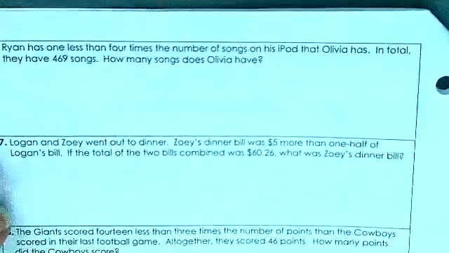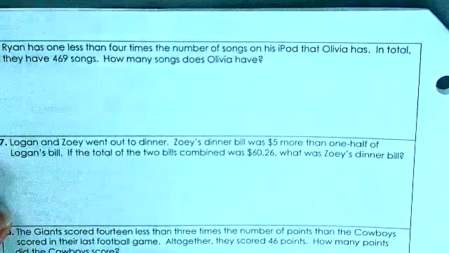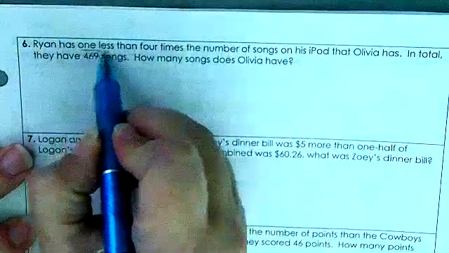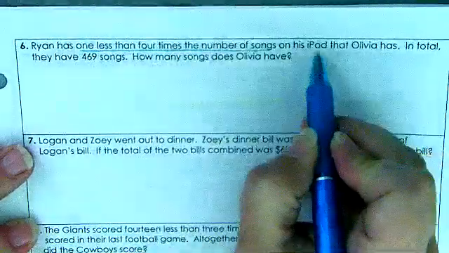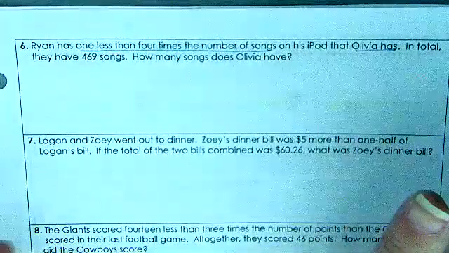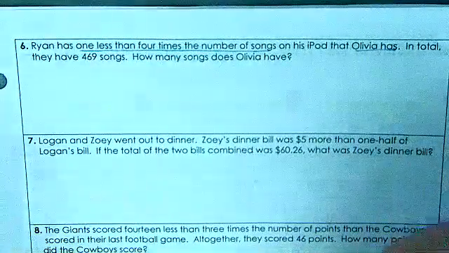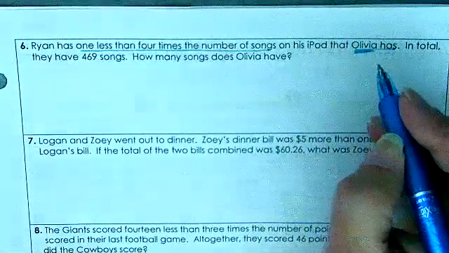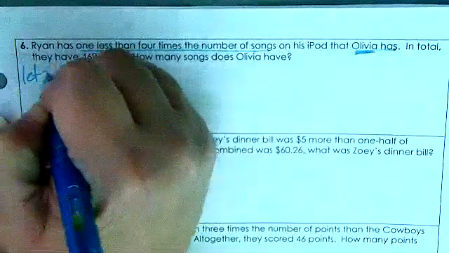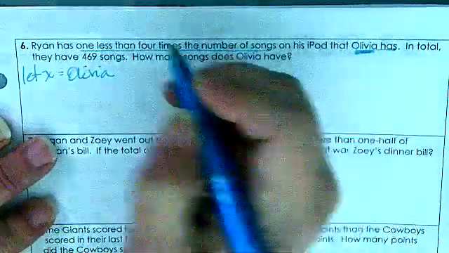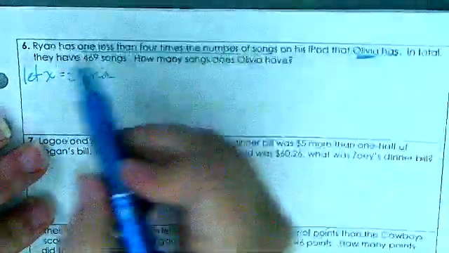And we're going to look at number 6. Okay, it says Ryan has one less than 4 times the number of songs on the iPad that Olivia has. So this is kind of how they're related. Which one do I know the least about? Olivia. So therefore, because Ryan's depending upon Olivia, so we're going to say let X represent Olivia. Okay. And then we've got a description for Ryan.